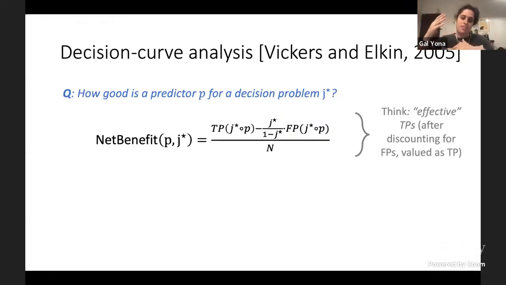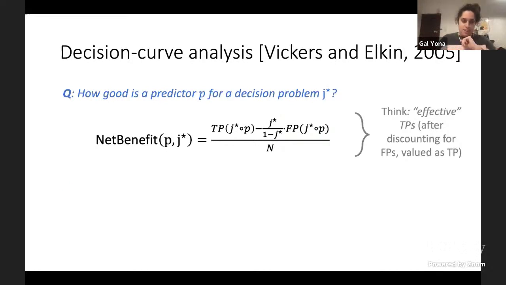Okay, so the way I like to think about this is, the reason it's called a net benefit is in some sense it quantifies the effective rate of true positives, effective in the sense of discounting for the false positive predictions as they are valued in terms of true positives. If this is the first time you've seen this, it might be a bit confusing. The details are not as crucial. If you're used to machine learning and loss functions, think of this as some way to quantify how good the loss of a predictor is.